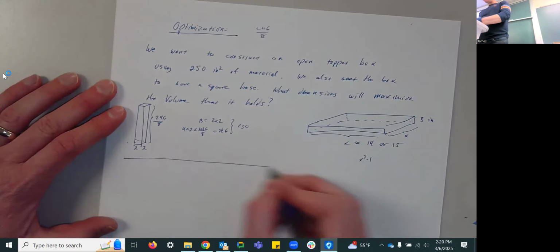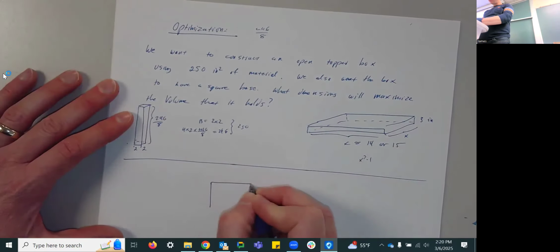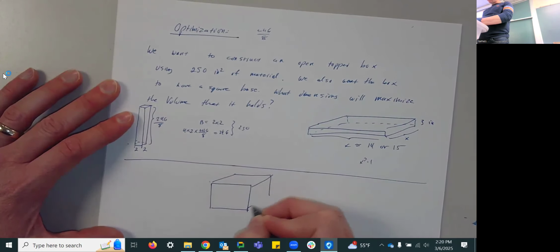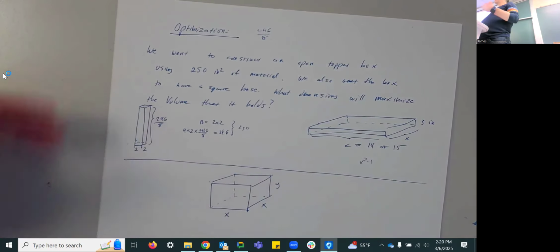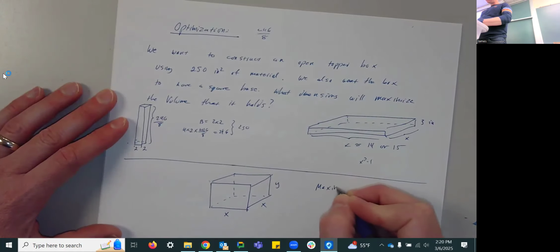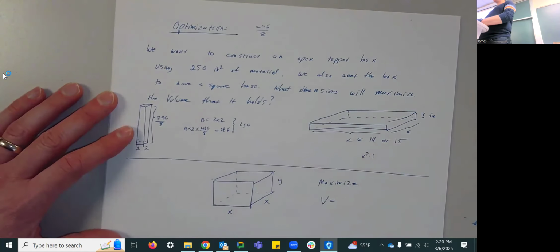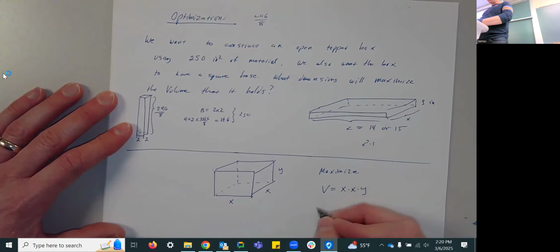So here's what we really want to do. We don't know the dimensions, so we're going to draw a picture of our box and try to figure out what values of x and y. Again, labeling my base square as x times x and my height as y, so that we can maximize the volume, which in this case would be equal to x squared times y.